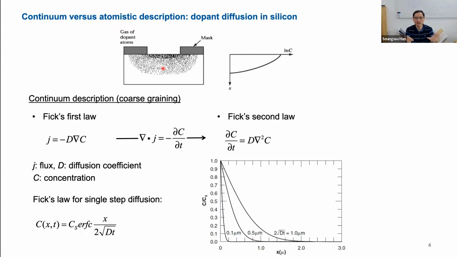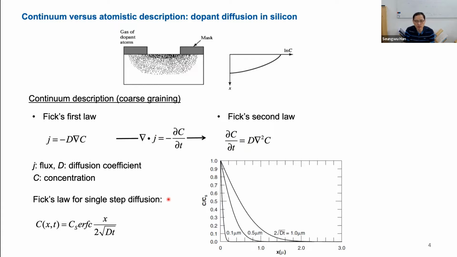Although in reality it is not continuous, we can approximate the concentration as a continuous function of the depth. From Fick's first law, the dopant flux is proportional to the minus of the gradient of the concentration. So the dopant atoms flow from high concentration to low concentration. In combination with the continuity equation, you arrive at Fick's second law, which gives you a partial differential equation for the concentration.